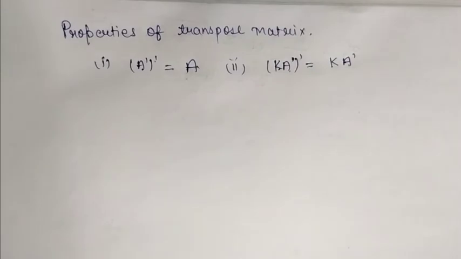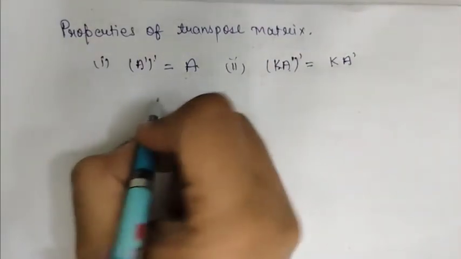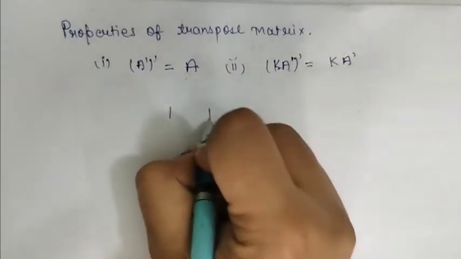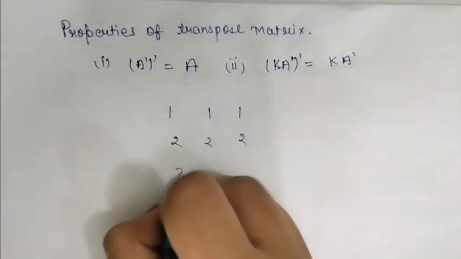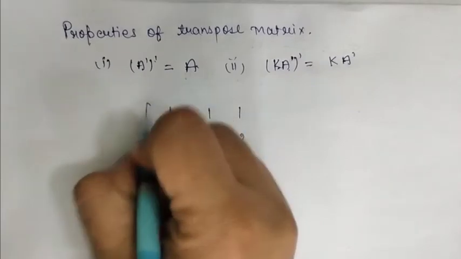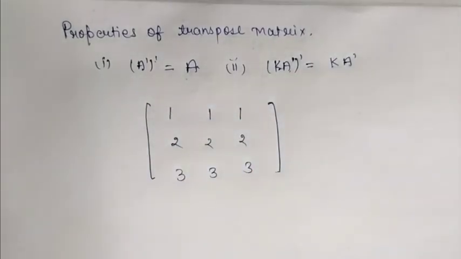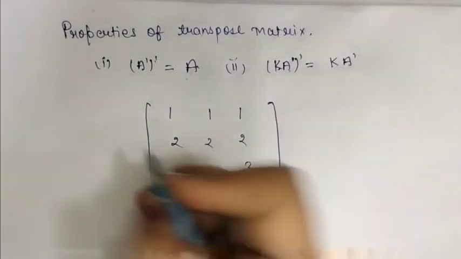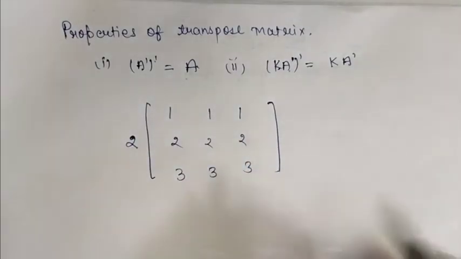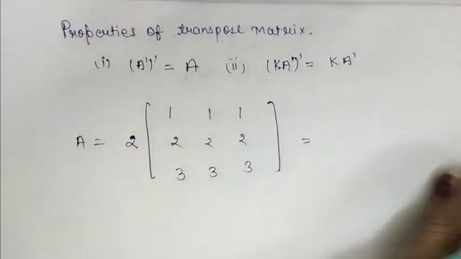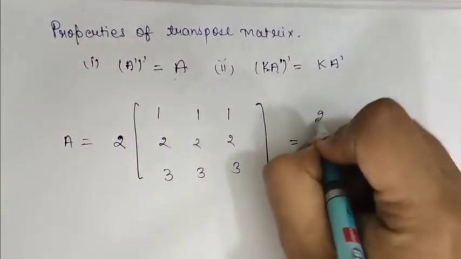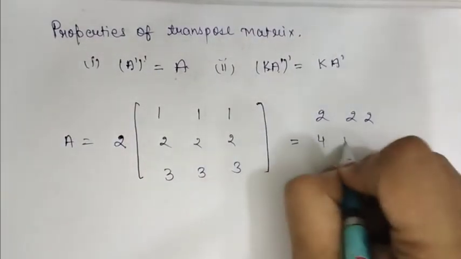So for example, suppose we have here 1, 1, 1, 2, 2, 2, 3, 3, 3. ओके, तो ये हमारे पास एक मैट्रिक्स है A and we have to find its transpose, like ये हमारा कोई कांस्टेंट है 2. ठीक है, and if we have to find the transpose of it, we can say it is 2, 2, 2, 4, 4, 4 and 6, 6, 6.